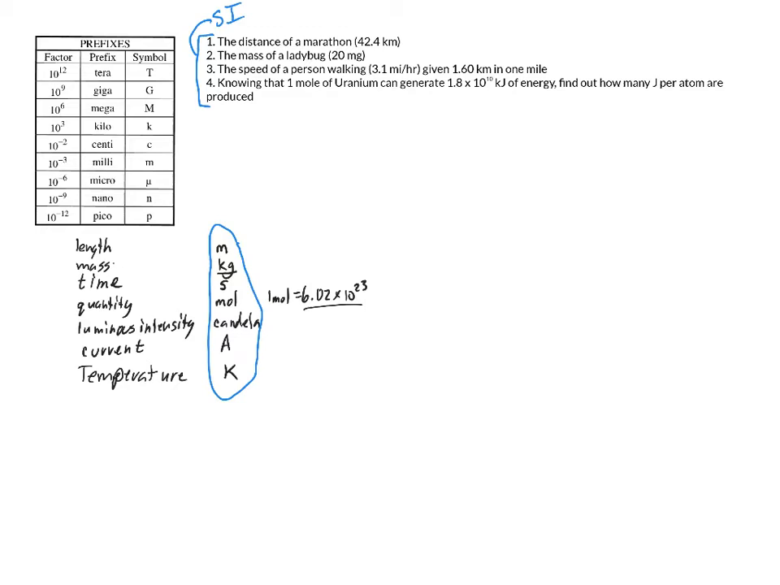The first one's pretty simple, pretty straightforward. It says we start with the distance of a marathon, which is 42.4 kilometers. We want to turn that into SI units. And notice that this is a distance, which means that we want length, which needs to be in meters. Now, of course, many of you could probably already write the answer, but my goal here is to teach you a process, the process of dimensional analysis.